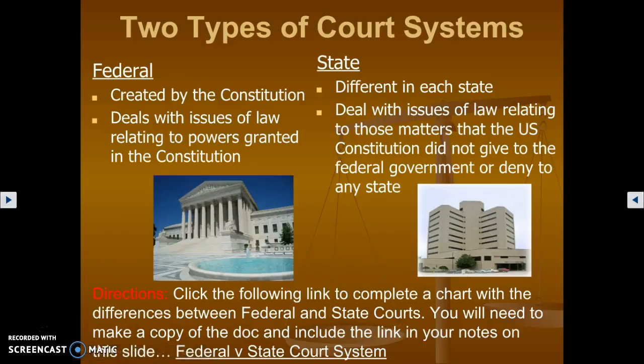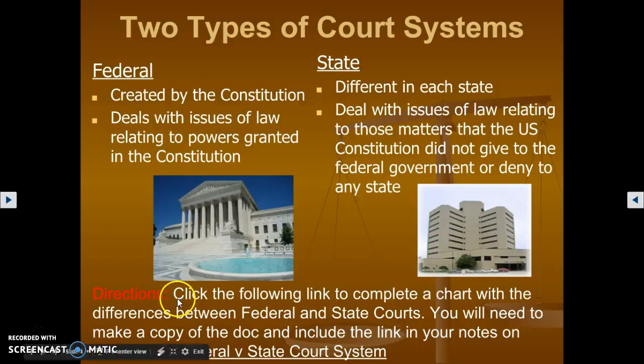I gave a brief overview at the top of the slides, but federal courts again are created by the Constitution. They deal with issues of law relating to the powers granted in the Constitution. So we even get into amendments. All of the amendment interpretations are dealt with in federal court. And you'll notice the picture here is of the Supreme Court building in Washington, D.C. State courts are different in every state, and they deal with issues of law only relating to that state. So I gave the example of traffic court in Vernon Hills, or this is the Waukegan Courthouse, so they would deal with those state laws.